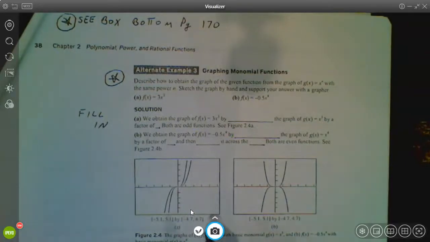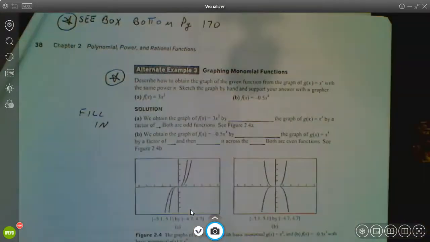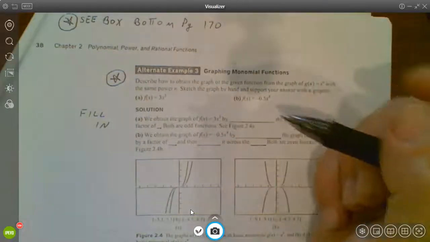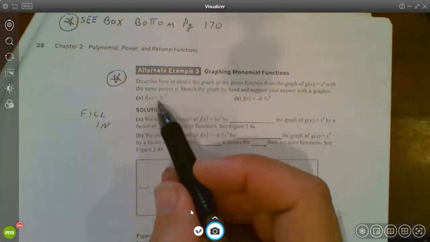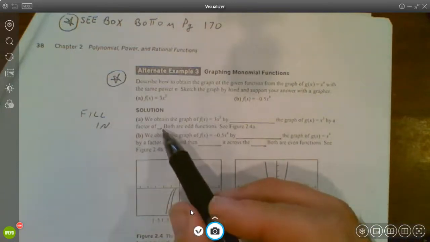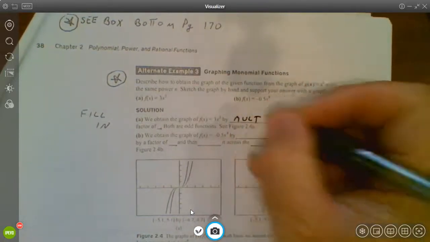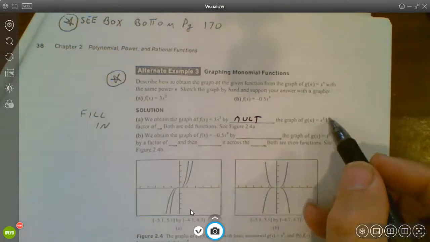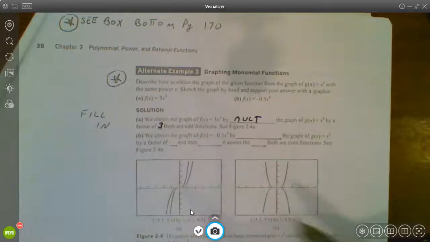Let's see if I can zoom, make this a little more clear for you. So what they're wanting us to do is, if I had 3x to the third, how do we obtain that graph? They want us to consider the parent function, which would just be x to the third. So how would I affect x to the third in order to graph a graph like this? We're just going to do a little fill in the blank here. We obtain the graph of 3x to the third by multiplying the graph of x to the third by a factor of 3. Right, that's what we're multiplying by, is 3.